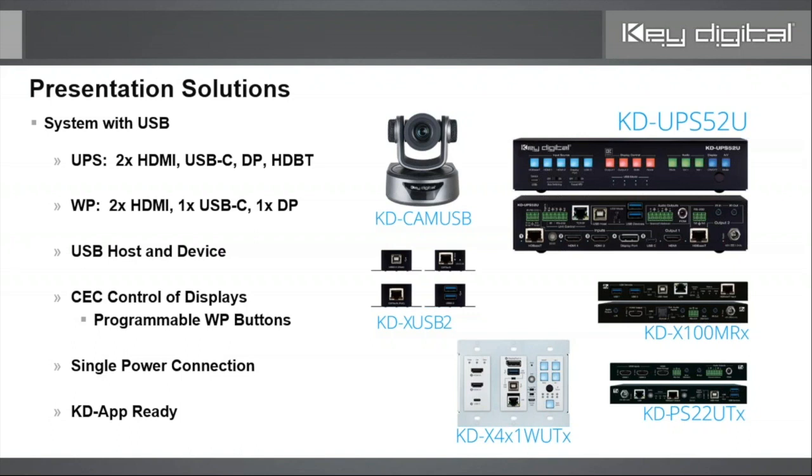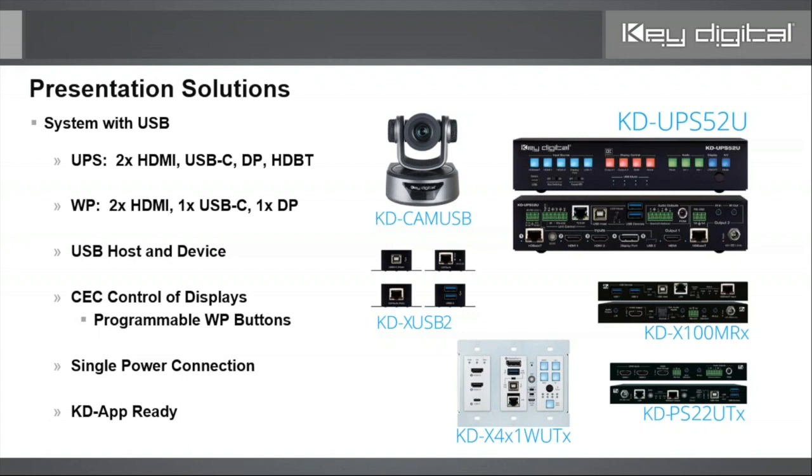We have our KD-UPS52U. This is our universal presentation switcher, UPS 52U. What does 52U mean? 5 in, 2 out, but it's not 5 times 2. It's 52. Why? It is not a matrix. The two outputs are mirrored. And then the final U in the naming is for USB. So UPS 52U, Universal Presentation Switcher, 5 in, 2 out with USB.